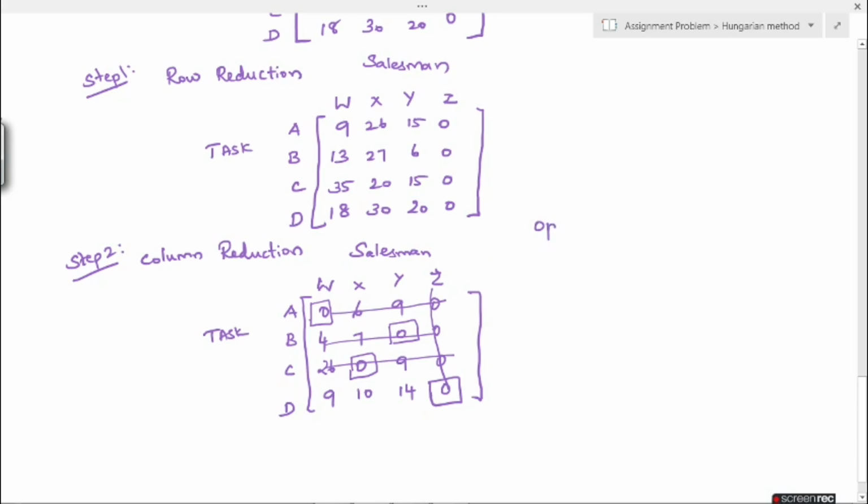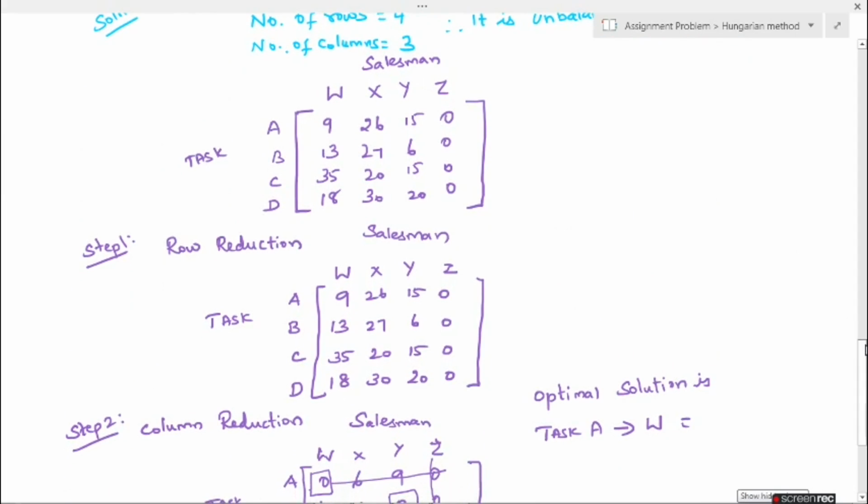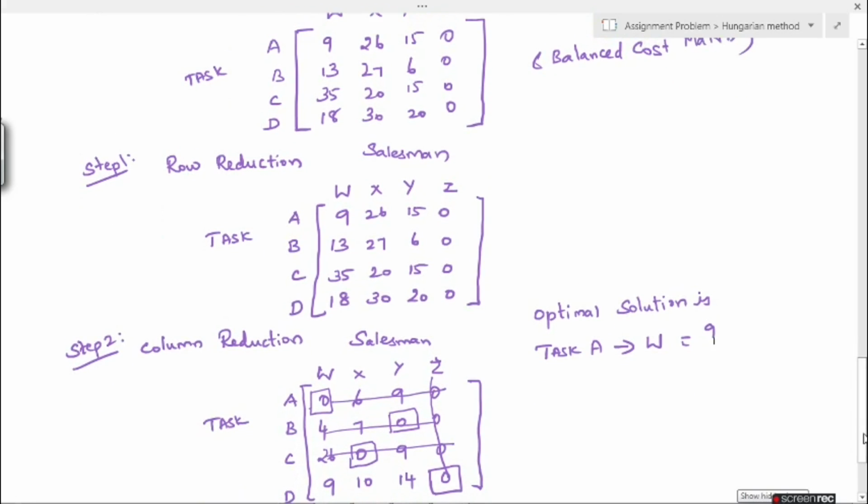So first we'll write the optimal solution. We are assigning task A to salesman W. The value, we have to consider from the balanced matrix. See, this is the balanced cost matrix. So what is the value? A to W is 9. Next, task B we assign to salesman Y. So that value, task B salesman Y, is 6.